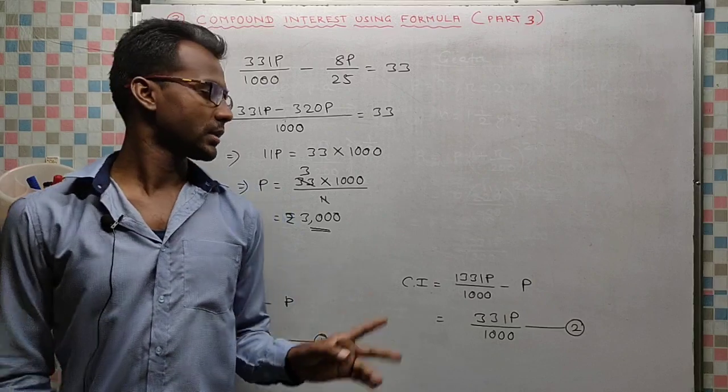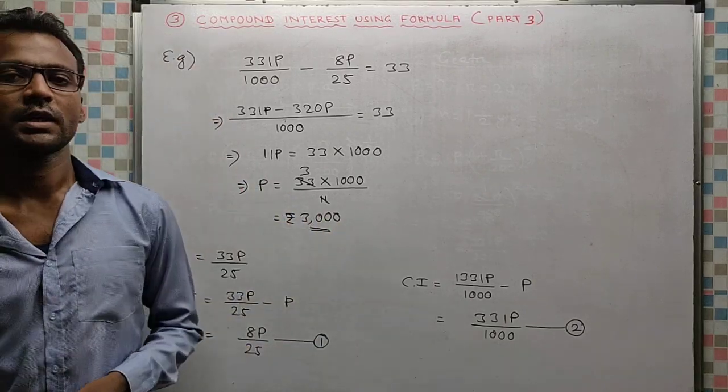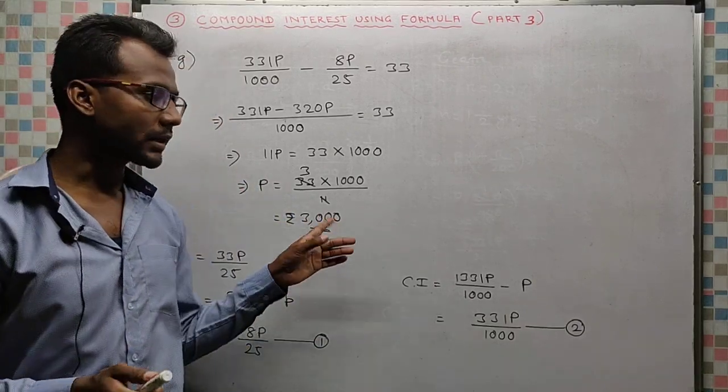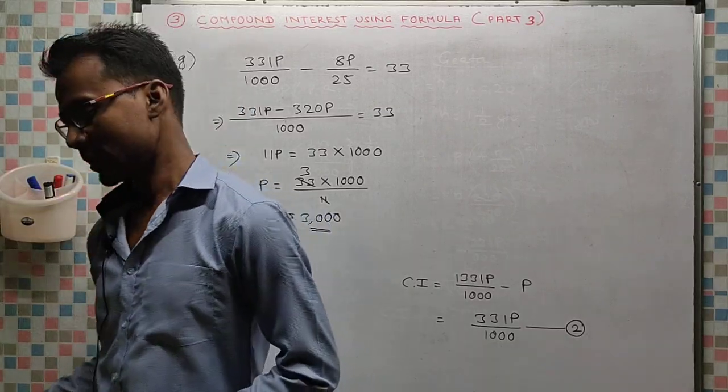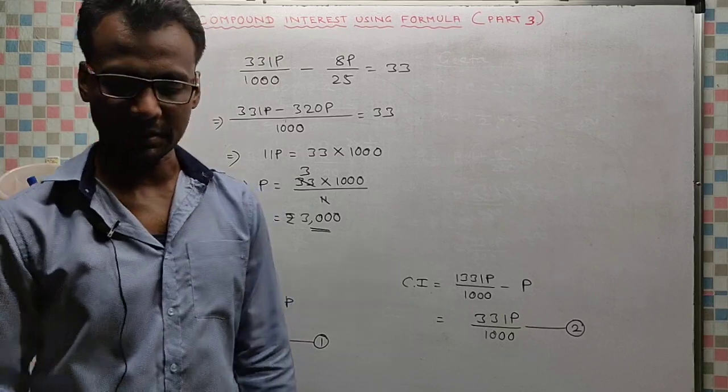Both had invested rupees 3000. Ashok had invested yearly, Gita had invested half yearly, and the difference was rupees 33. Now let us move to another example.